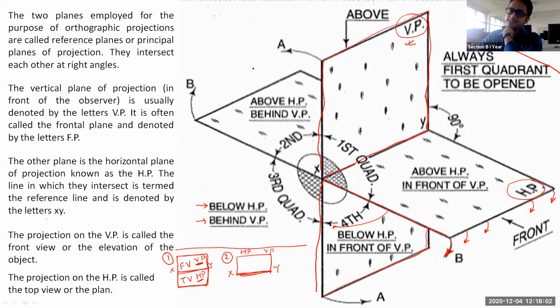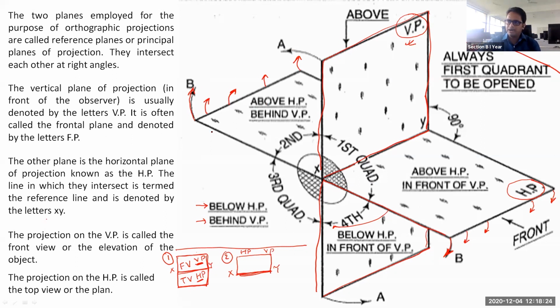Now, when the object is placed in second quadrant, keep it as it is. The vertical plane I will not touch. So this horizontal plane will go upside, as I have shown you in the demonstration.